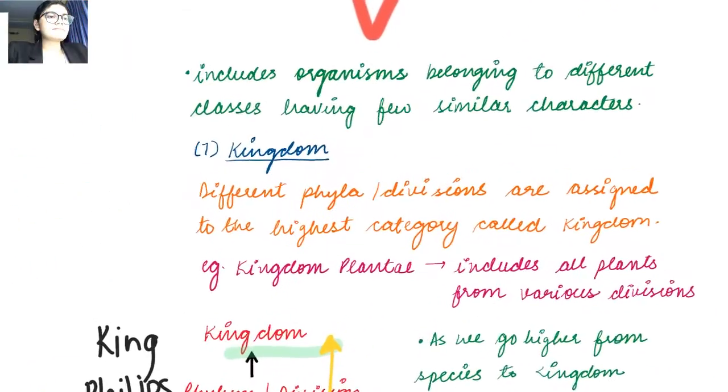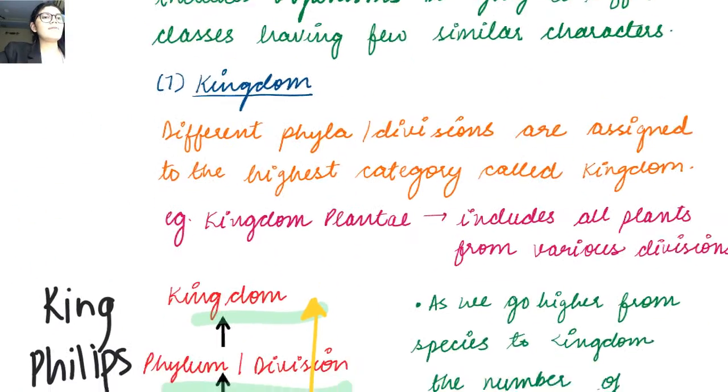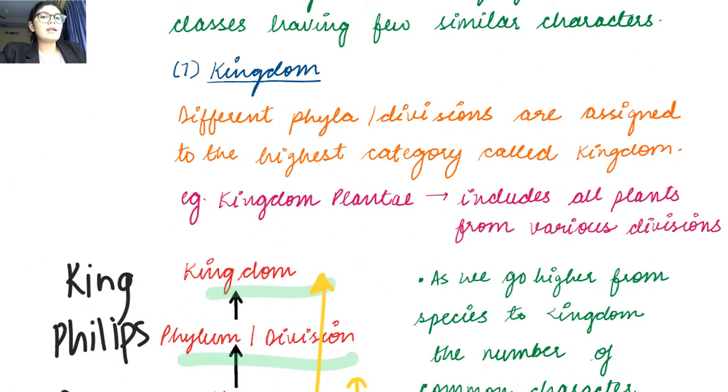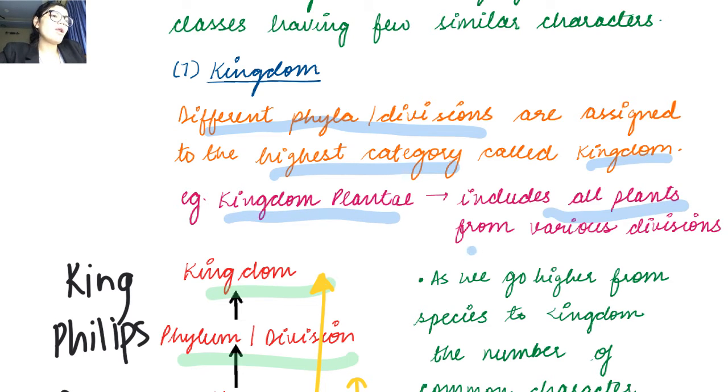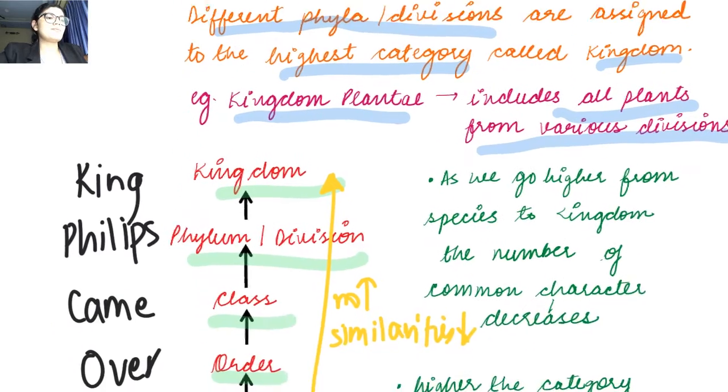ऑल राइट. नाउ we come to kingdom. Different phyla or divisions are assigned to the highest category called kingdom. सबसे high है kingdom. ठीक है? So kingdom Plantae will include all the plants from the various divisions. Kingdom Plantae is going to be your third chapter. So we'll come to that soon.